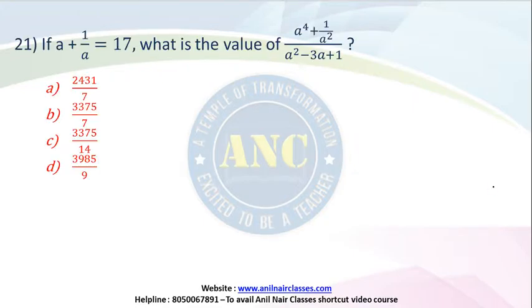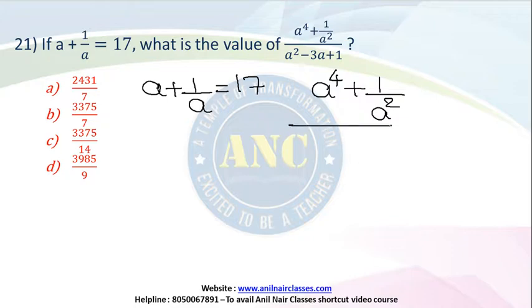If you see the 21st question, this is one of the favorite questions for SSC CGL. One of the very repeated patterns of SSC CGL is what you are seeing right now on the screen. If a plus 1 by a is equal to 17, that means the given condition says a plus 1 by a is equal to 17. But what are they asking? What is the value of a power 4 plus 1 by a square, whole thing divided by a square minus 3a plus 1?